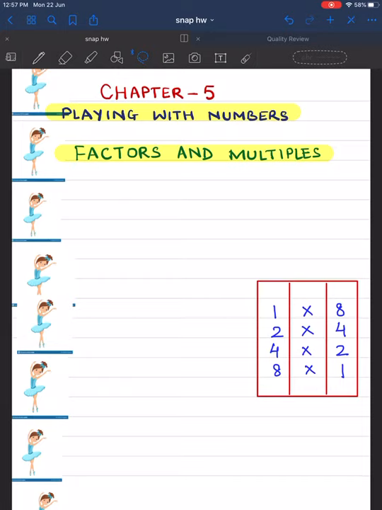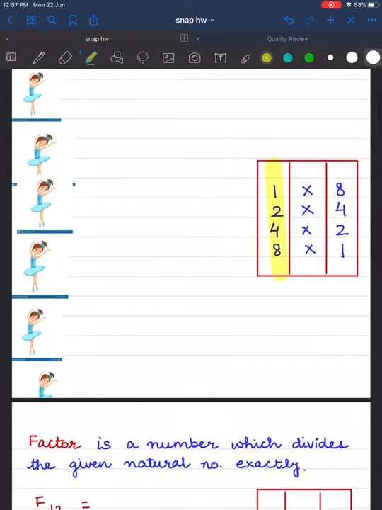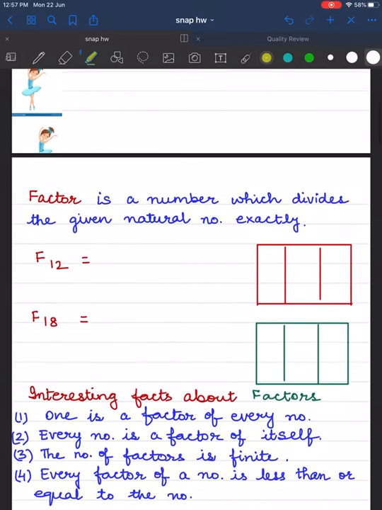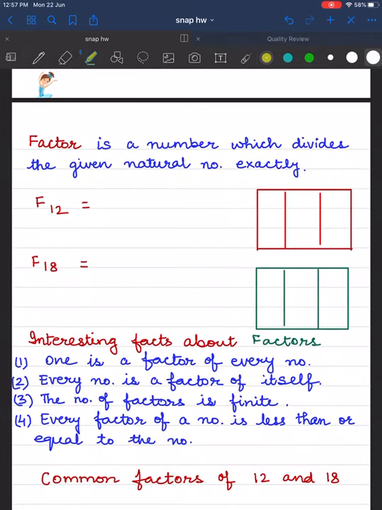Okay, here 1, 2, 4 and 8 divide 8 exactly. So all these are factors of 8. A factor is a number which divides the given natural number exactly without leaving any remainder.